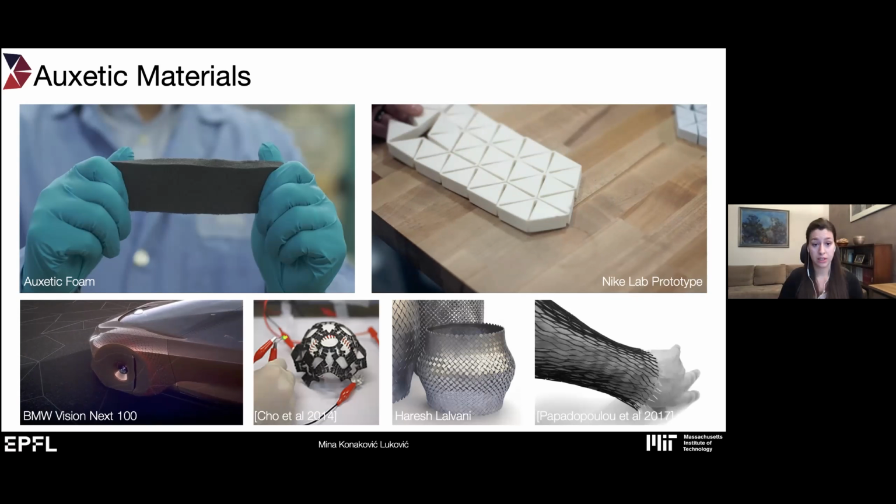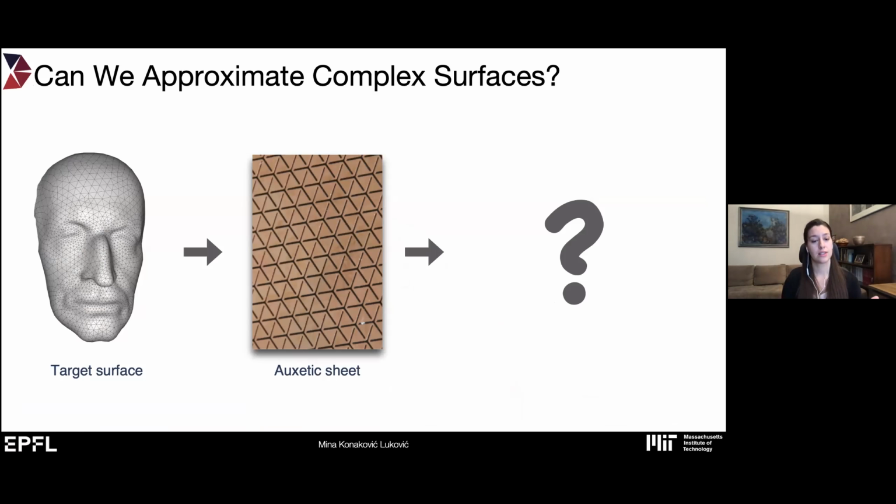And our question in this work was, can we actually approximate any complex shape with such auxetic material? So for example, if I take this face of Max Planck as a target surface and I want to approximate it with a piece of sheet of auxetic material, how can I do that, and whether I can actually do it or not? And we started looking into material properties then to learn how to control it and how it behaves.